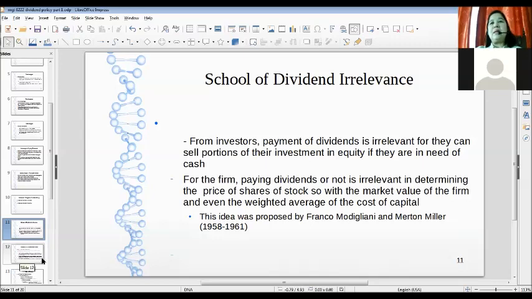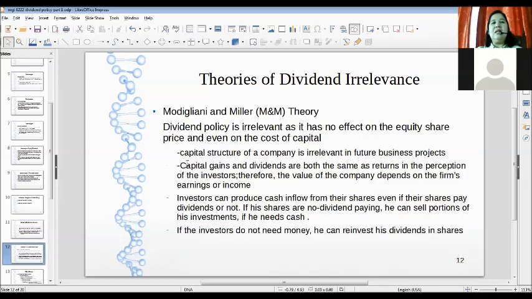Ano kaya ang gustong iparating ni Merton Miller and Modigliani about their thoughts? Okay. So we call Modigliani and Miller the M&M theory, based sa surname nila. Okay? According to them, dividend policy is irrelevant as it has no effect on the equity share price and even on the cost of capital. Okay? Yun ang belief nila. Because according to them, capital structure of a company is irrelevant in future business projects.